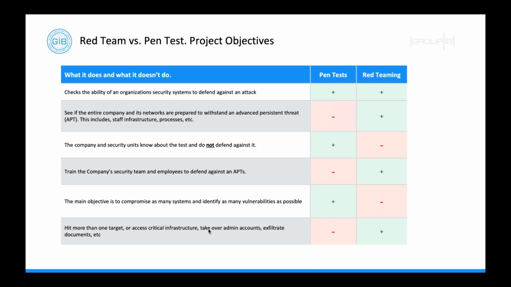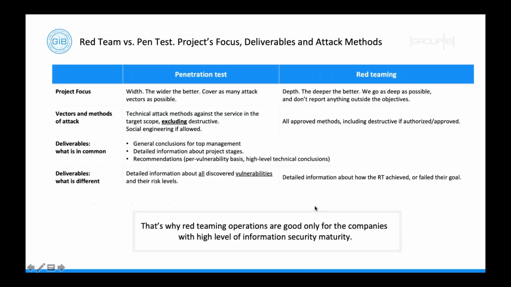For red teaming, the goal is to potentially access different critical infrastructure, as we said, escalate privileges to take over IT administration accounts, or exfiltrate sensitive documentation. So that's the last point here. Red teaming really has a specific goal, and you should have that specific goal in mind when you start to acquire red teaming services from an offensive security team like Group IB.